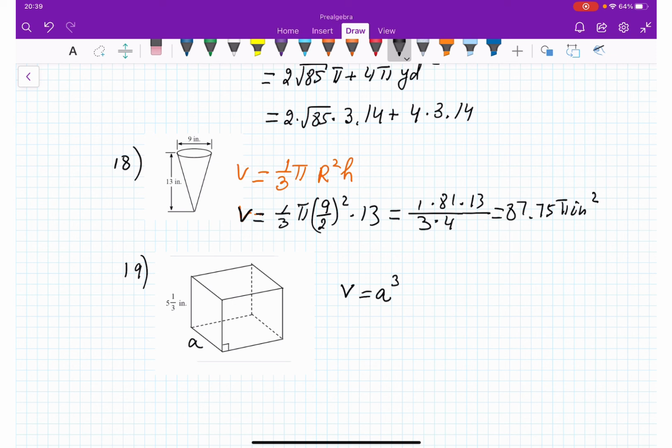Every side is equal to 5 1/3, and that is going to be equal to 5 1/3 cubed, which is going to be equal to 16/3 cubed. And the result, if we solve, is going to be 181 and 19/27 cubic inches, inch cubed. Oops, cubed. And we are done.